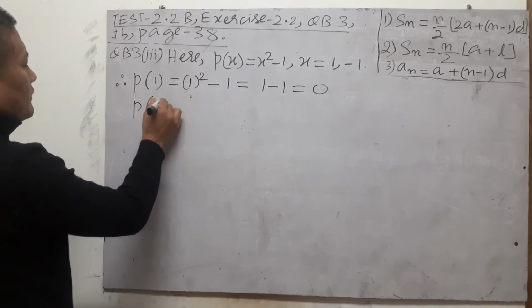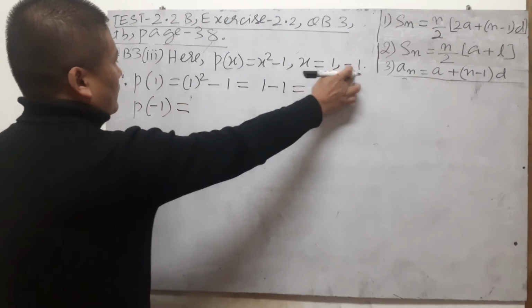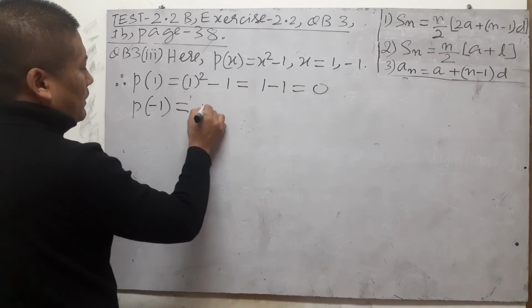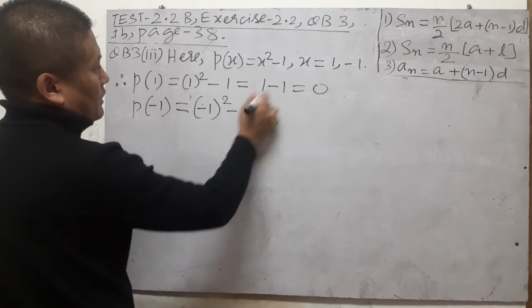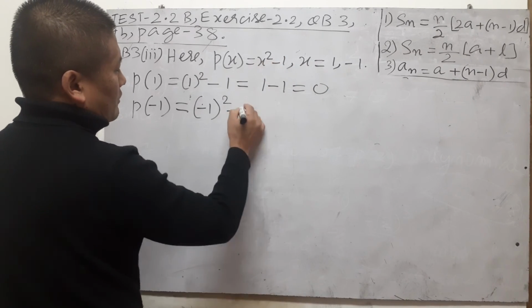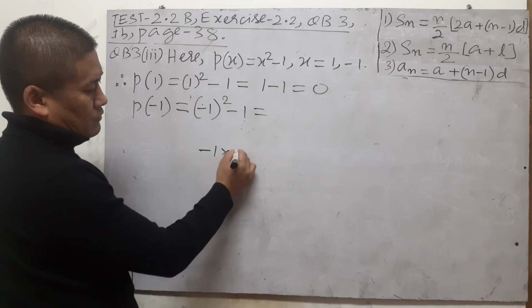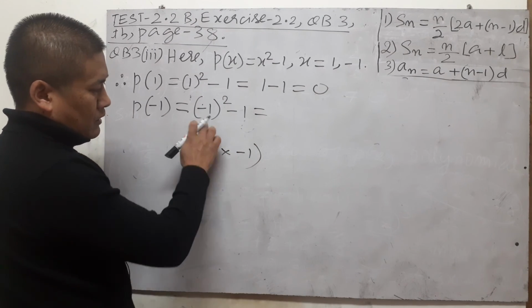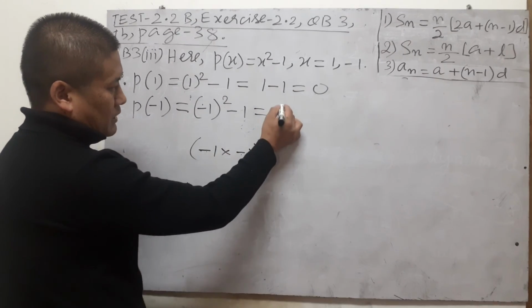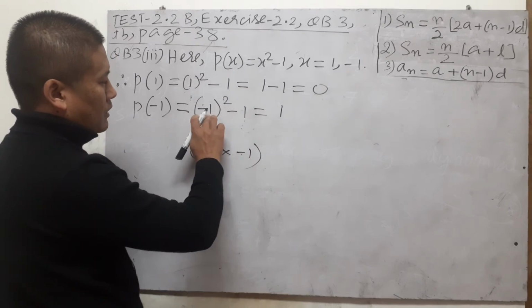Then P of the next value, P of minus 1, when we put it, then x square will become minus 1 bracket whole thing square minus 1. And we know minus 1 square means minus 1 into minus 1. If you don't want, you need not write. Okay, minus into minus plus 1. 1 ones are 1 for this.